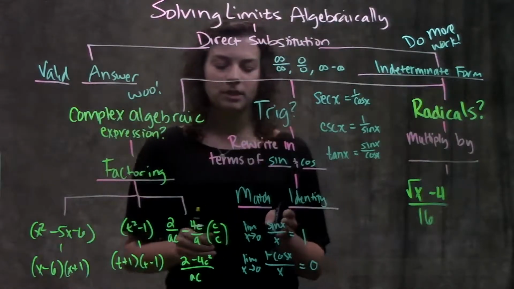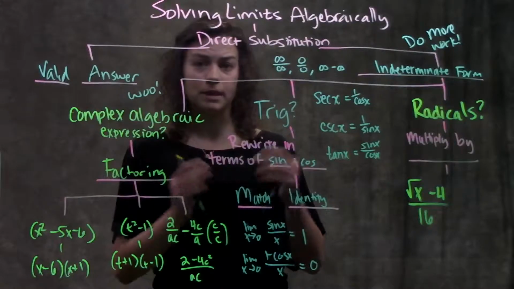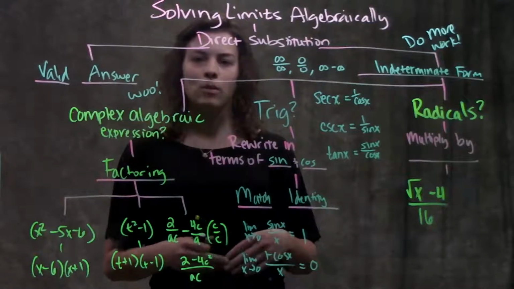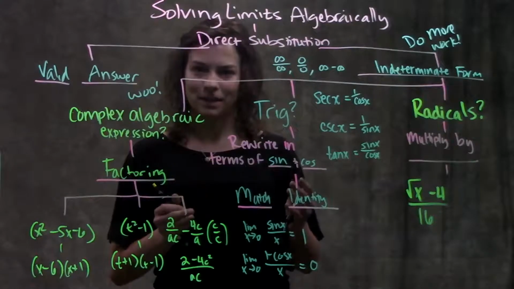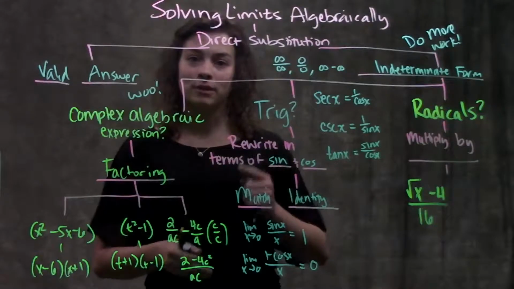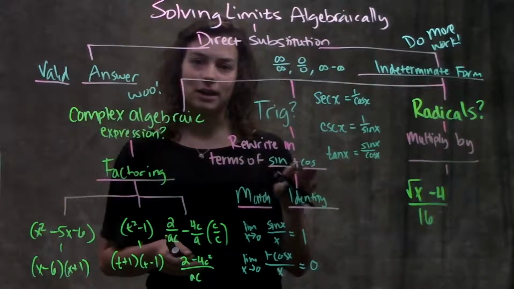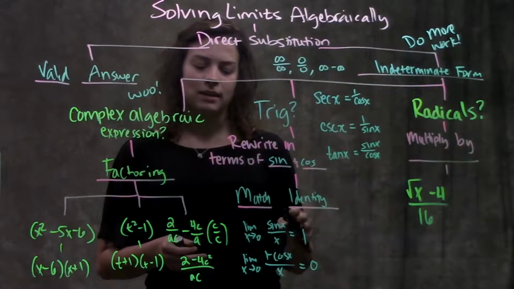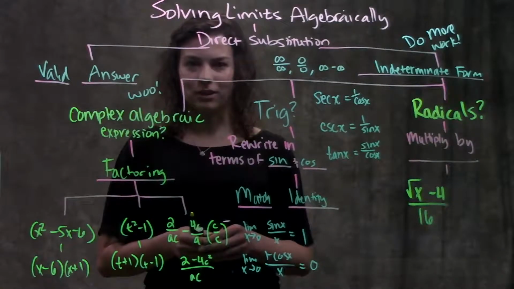And remember, it doesn't have to be just x in here. It could be sine of something over that same something is equal to 1. And same thing for cosine. 1 minus cosine of something over that same something equal to 0. Alright, so if you see trig, first thing you want to do, rewrite in terms of sine and cosine. Next thing you want to do, try to get it to match the identity. There's one for both sine and for cosine functions.